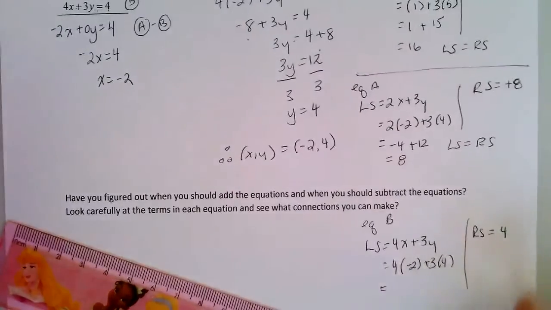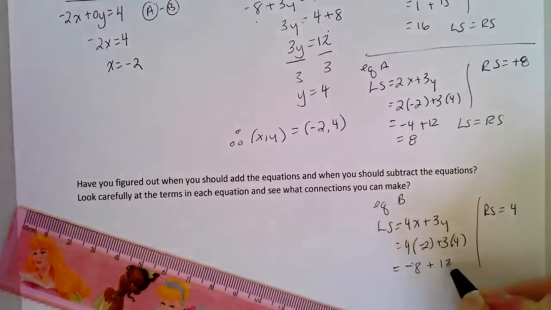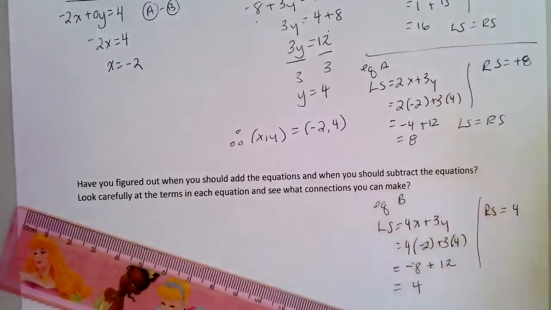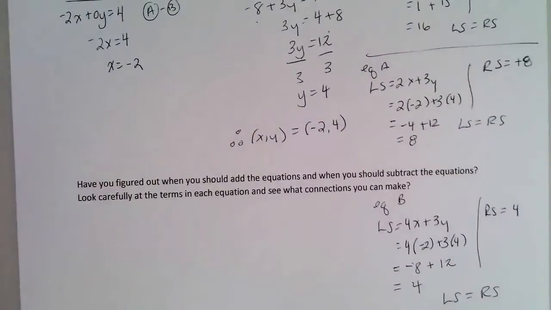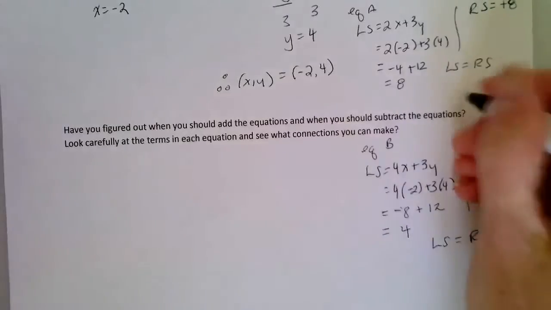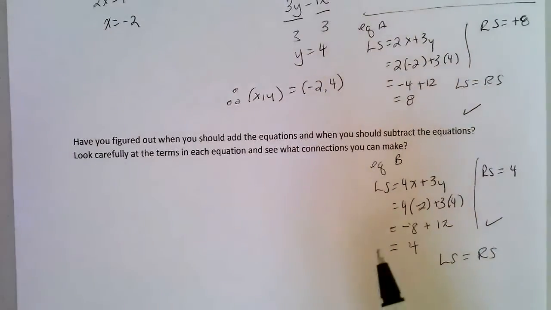Okay, so order of operations says deal with your multiplying first. So the negative 8 plus 12, collect like terms. The left side is equal to the right side. So we have verified that (negative 2, 4) is a point on line A. It's also a point on line B. And because it's a common point, it must be the solution to our linear system.